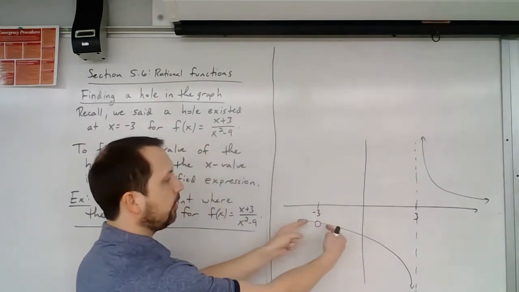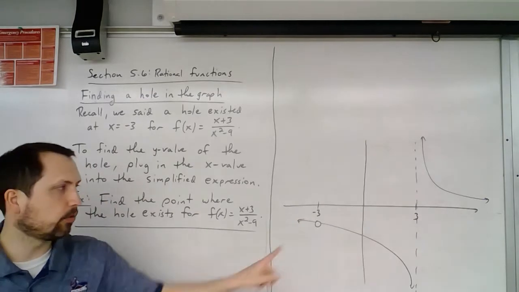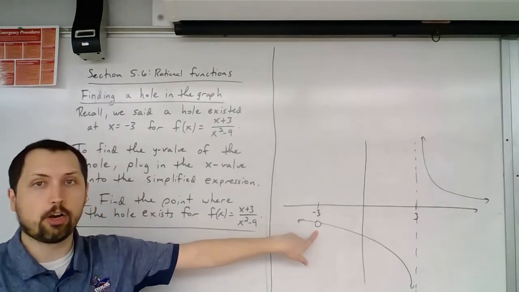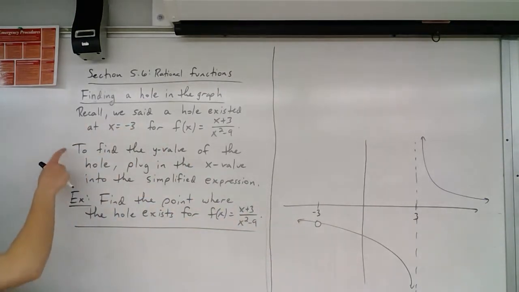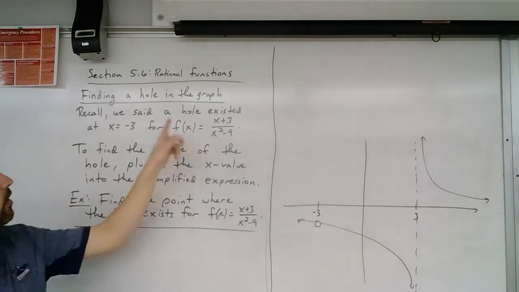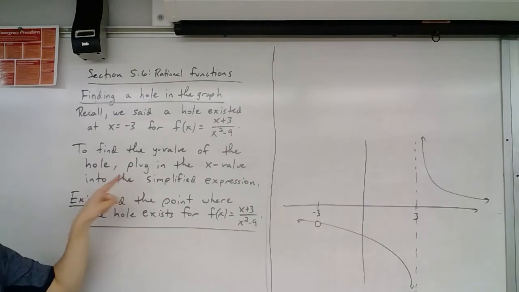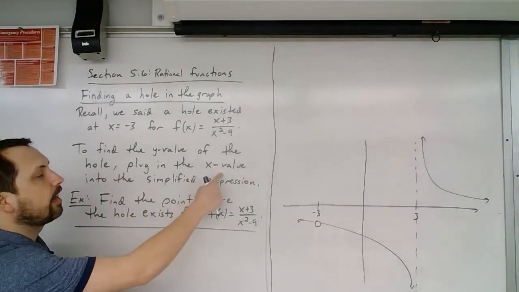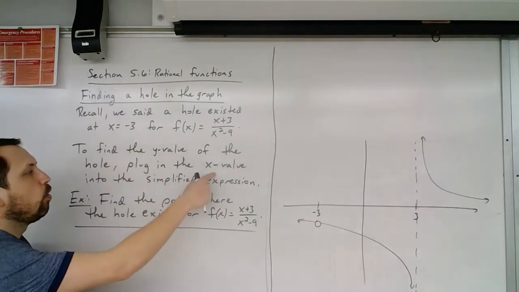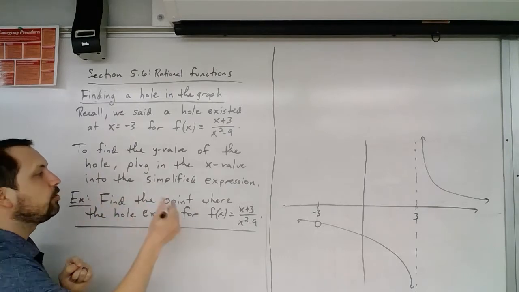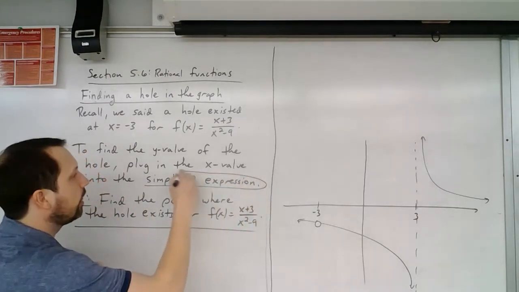Our function is still getting closer to some type of number, and we're trying to figure out where this open dot goes. So to find the y value of this hole, because we already know what the x value is, we're going to plug in this x value. The x value we found of the hole, we're going to plug into the simplified expression.